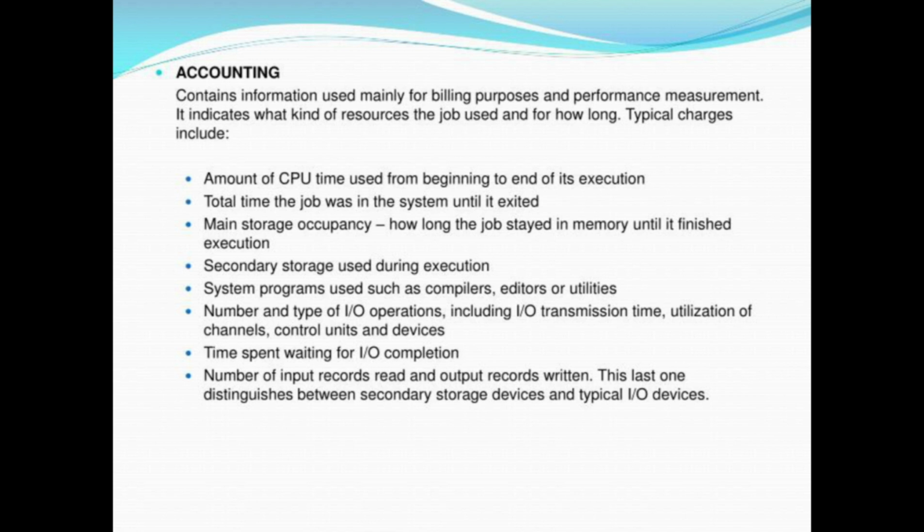Accounting contains information used mainly for billing purposes and performance measurement. It indicates what kind of resource the job used and for how long. Typically, charges include the amount of CPU time used from beginning to end of its execution, the total time the job was in the system until it exited, main storage, secondary storage used during execution, system programs used such as compiler or editor, or number and type of input output operations including time spent waiting for input output, number of input records read and output records written.